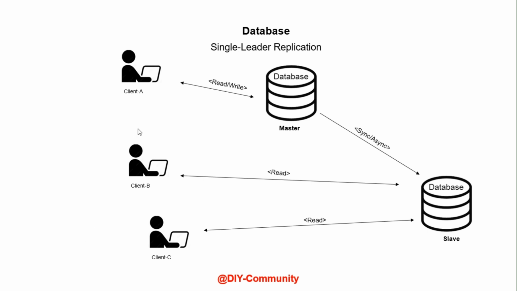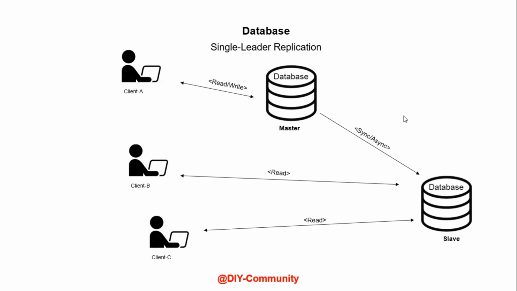You can also achieve horizontal scaling with replication. Basically, replication means you can have one or more than one database which will maintain a copy of a master database. In this example, we will look into a single leader replication. In single leader replication, you will have one master database which will be connected to multiple slave databases. Master database will be used for writing operation, and slave databases will be used only for read only operations.